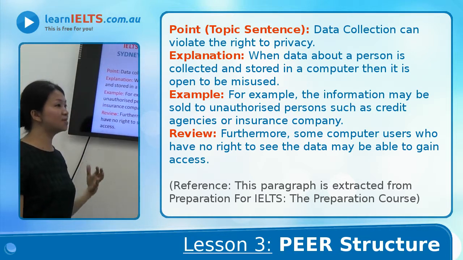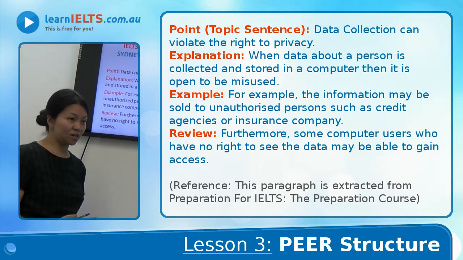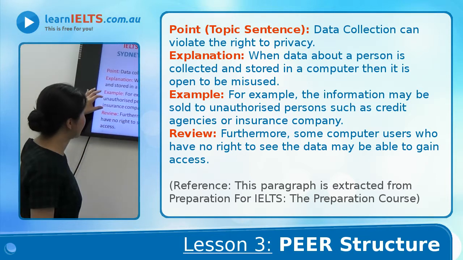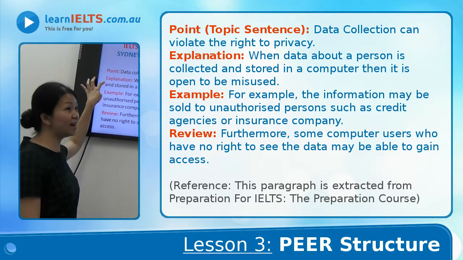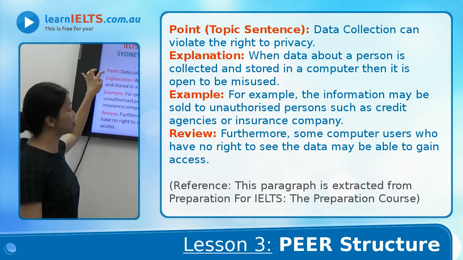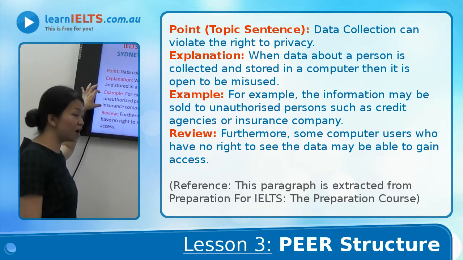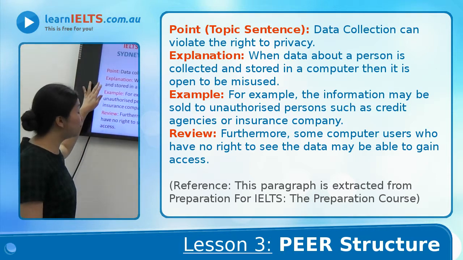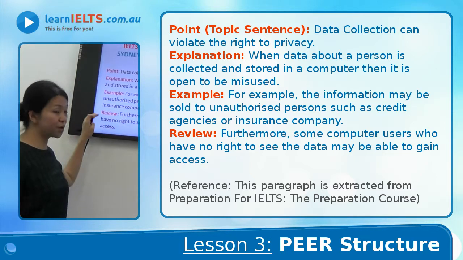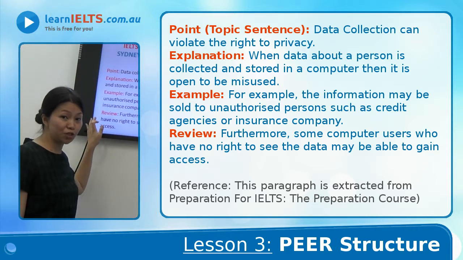One of the very common mistakes that a lot of students make is giving an example that links to the explanation without any relationship to the point. For that kind of writing, you may be penalized very heavily, so be careful of that. The last sentence is a review, and this is usually optional.